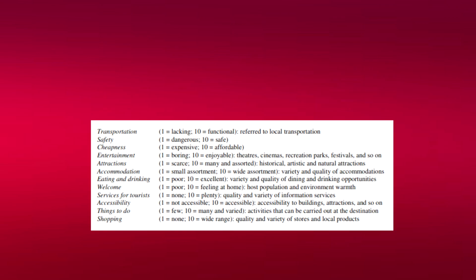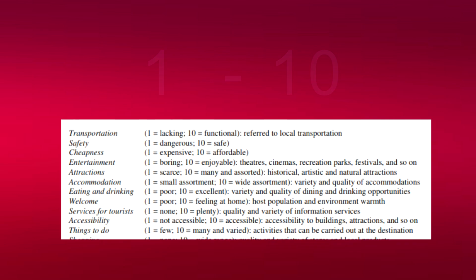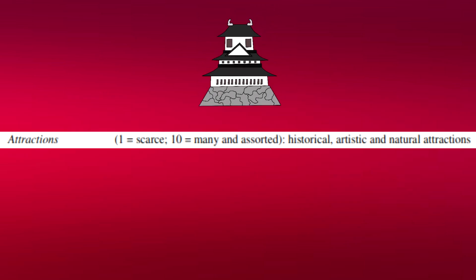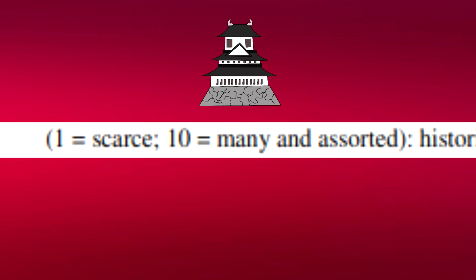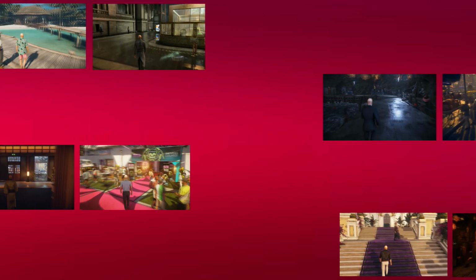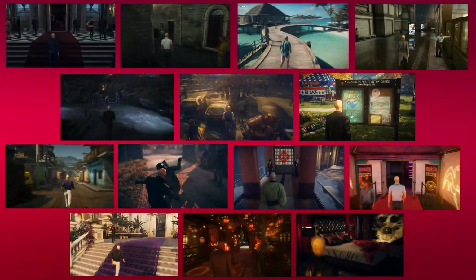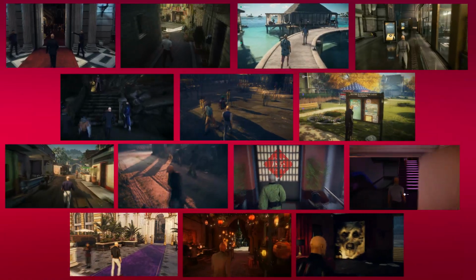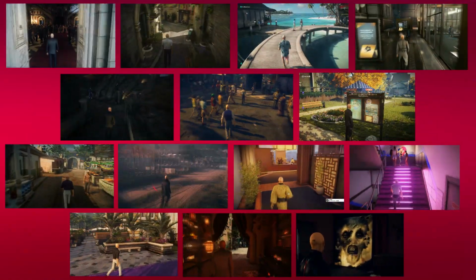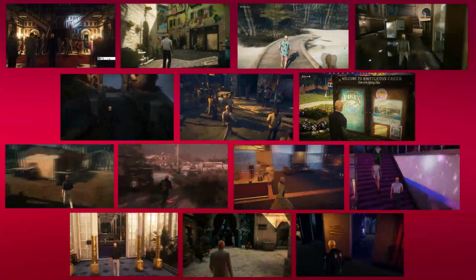Each one of these metrics will be given a score from 1 to 10, 1 being the lowest and 10 being the highest. As an example, attractions, which refers to historical, artistic and natural attractions, ranges from 1 to 10, 1 being scarce, and 10 being many and assorted. As the self-appointed official Hitman holiday reviewer, I will be looking at 14 of the sandbox levels from the most recent Hitman games. As a small disclaimer, I will not be reviewing either of the ICA facility tutorial missions because I am role-playing as John Hitman and I would not go on holiday to where I work.